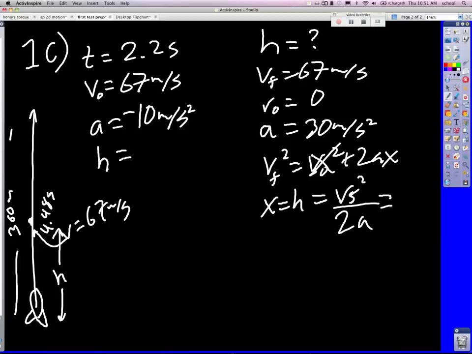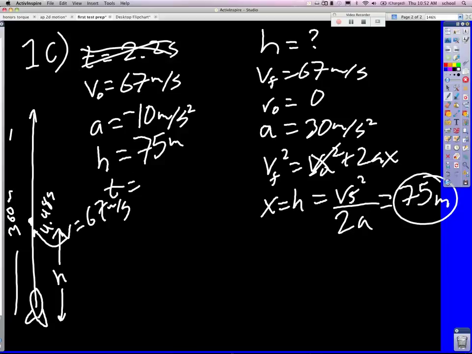And now that we know this is 75 meters, we don't need this anymore. We're looking for the time of flight in the air. So then look at my variables: V, A, X, and T. So I use X equals V0T plus 1/2 AT squared. What we're doing now is looking for when this thing falls back down to the ground. So our start time is in the air, and then it falls back down to the ground. So we're at a height of 75. So it's negative 75, and then this is 67t, and then this is minus 5t squared.